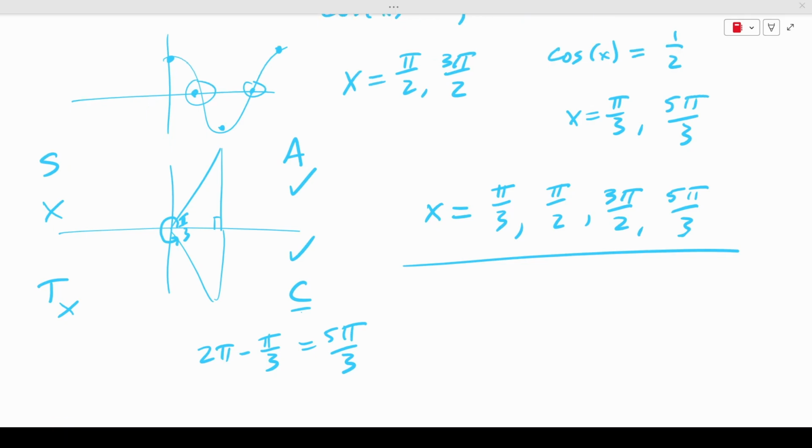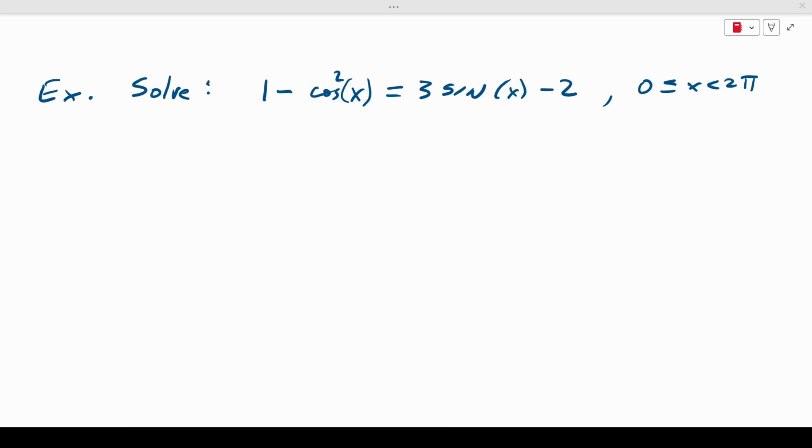Now in this section, I'm just going to walk through several examples where we're using trig identities to solve trig equations. All right, so here's a question. I'm looking at it. I'm going to talk through what I'm thinking, okay?